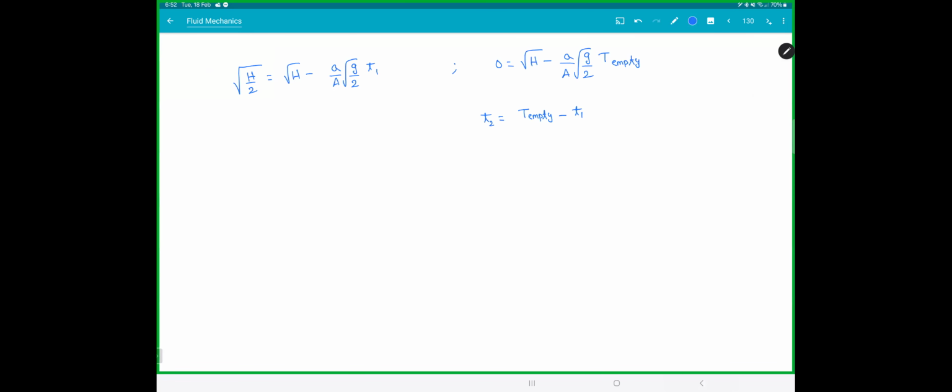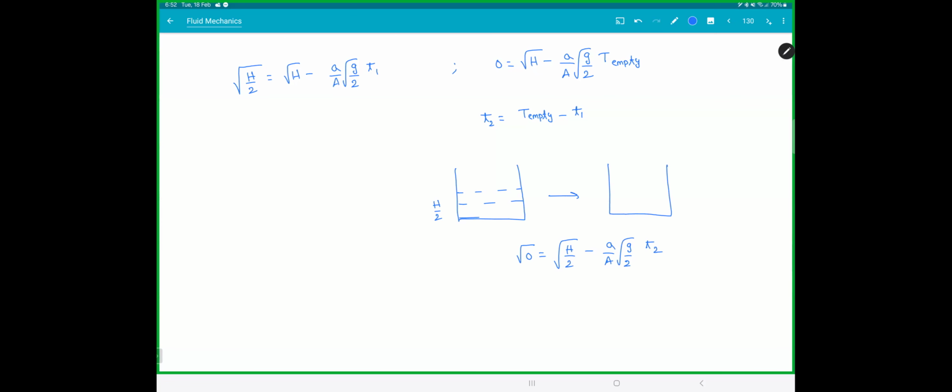You can do it this way also. You can take the height as h by 2 for the second one, na? That also would work, right? If you want to do that, it will be like this scenario. So this is h by 2. You're asking like this. So your formula will be root over 0 is equal to root over h by 2 minus a by root over g by 2 t2. This is also fine.